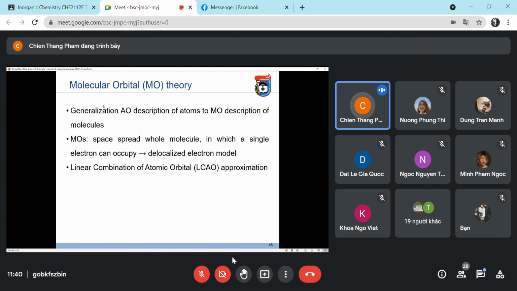For example, let's consider the atomic orbital: a space surrounding the nucleus in which a single electron can occupy. Now you can extend this one to molecular orbitals. The molecular orbital is space spread out over the molecule, so all the space surrounding the molecule. Here, in the case of an atomic orbital, it is space surrounding the nucleus. However, here it is space surrounding the molecule.